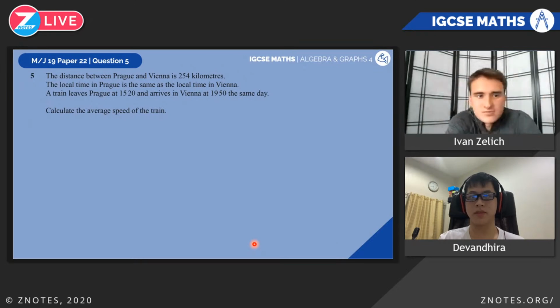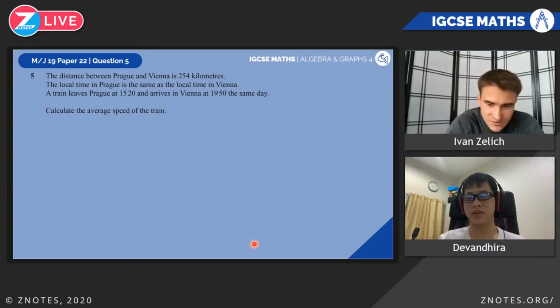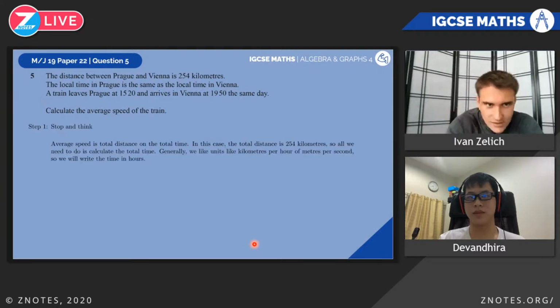A train leaves Prague at 15:20, so 3:20 in the afternoon, and arrives in Vienna at 19:50, so 7:50 the same day in the evening. Calculate the average speed of the train. When you're looking at average speed, it usually just means total distance over total time. So we'll do that. That's all the information we have anyway.